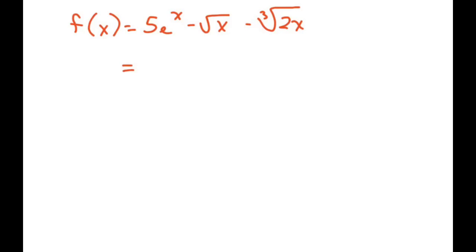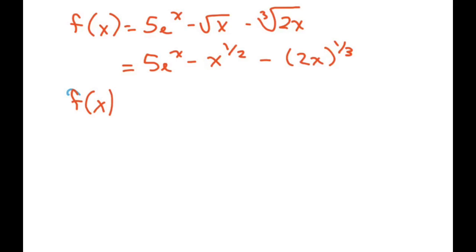The first thing I'm going to do is write this with the rationals. So basically the first part of this is easy. The derivative of 5e to the x is just 5e to the x. Derivative of this piece is just going to be minus 1/2 x to the negative 1/2, because remember you have to subtract 1 from here, which is going to give you the negative 1/2.